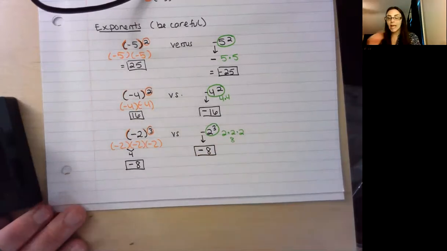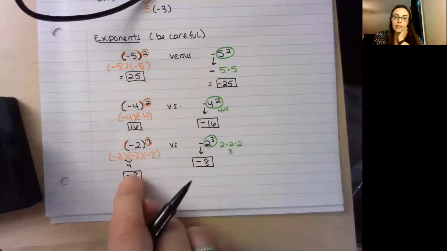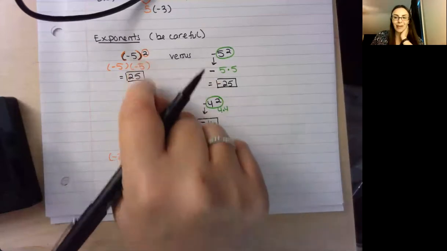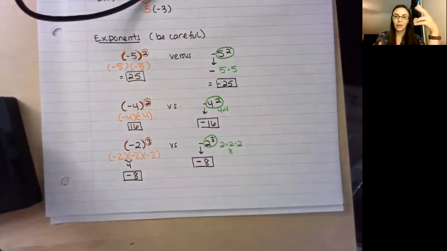Okay. So what's going to happen is sometimes it's going to make a difference in your answer, and other times it's not. When it makes a difference, the parentheses, is when you have an even exponent. So when you have an even exponent, all the negatives cancel out, right? If you have 2 negatives, they cancel. If you have 4 negatives, they would cancel. 6 negatives, they would cancel, etc.